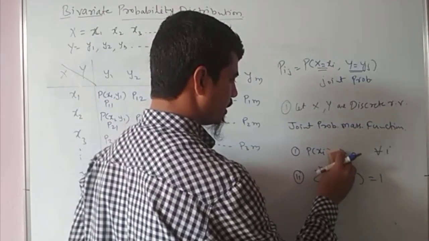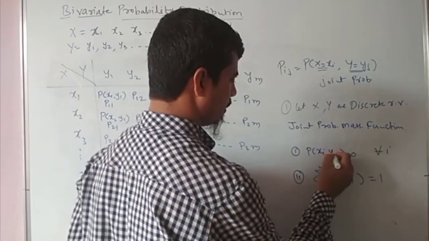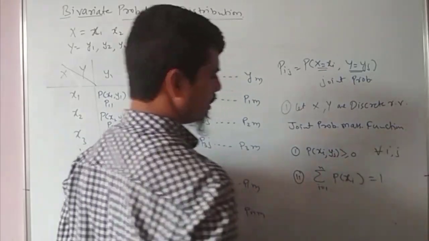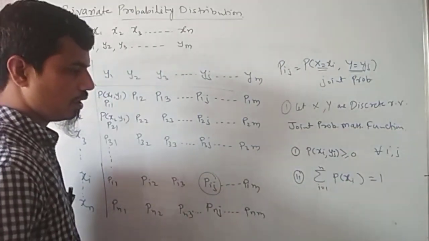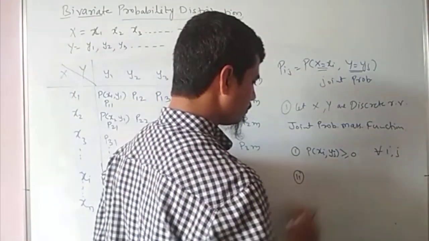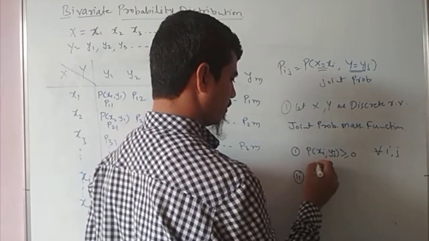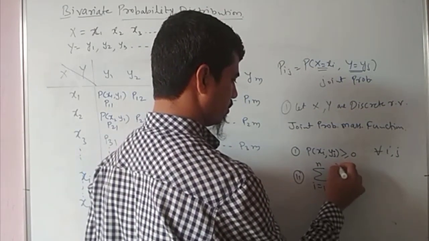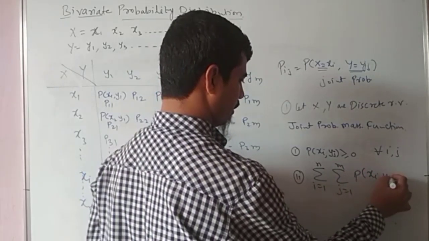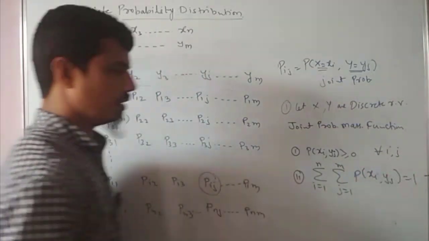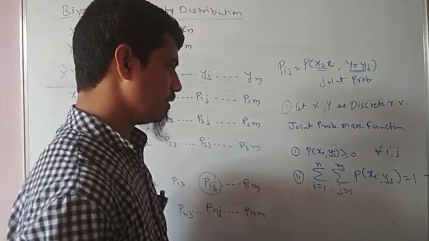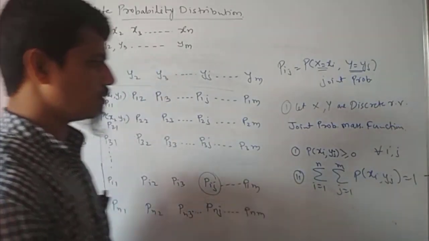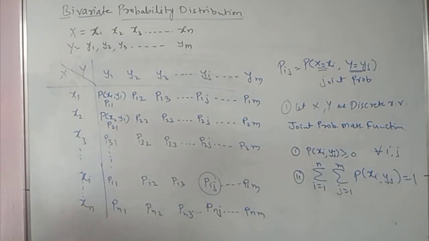So the joint probability mass function is defined as p of xi comma yj for all i, j greater than or equal to 0, and the double summation, i equal to 1 to n, j equal to 1 to n, of p of xi yj, the sum equal to 1. This summation over i and j equal to 1. So any probability function which satisfies these two conditions is called a joint probability mass function.